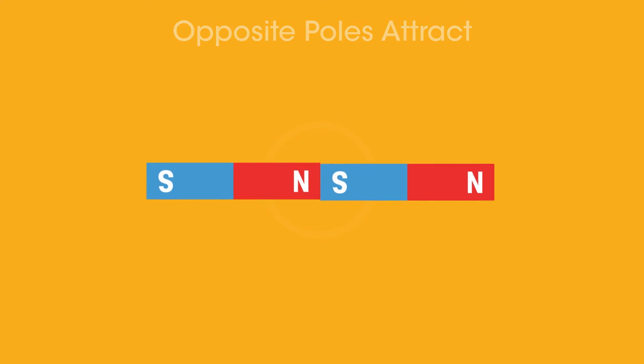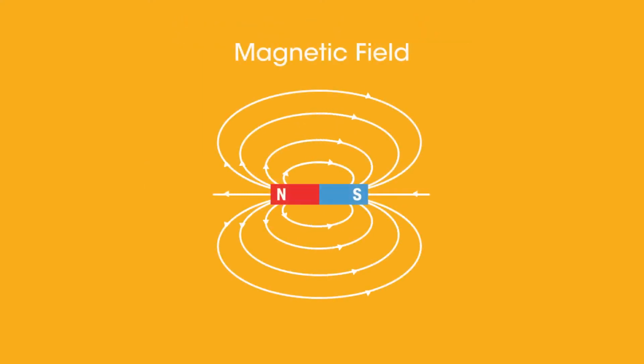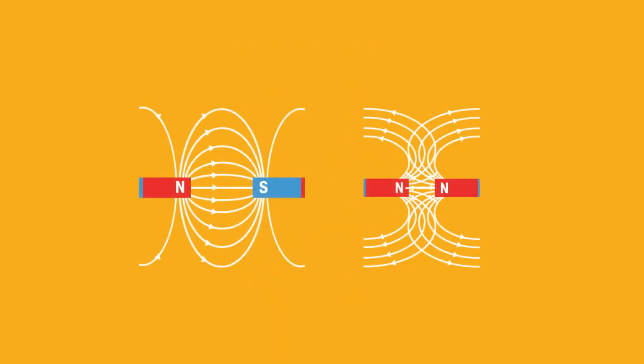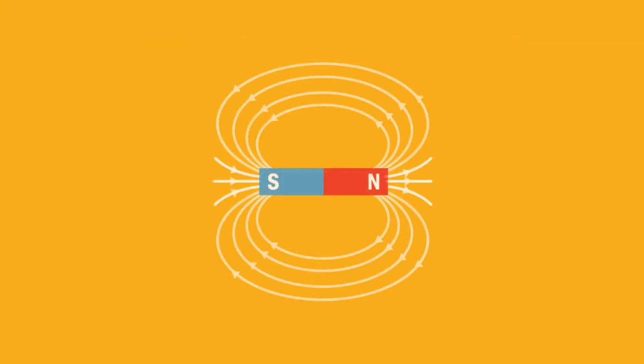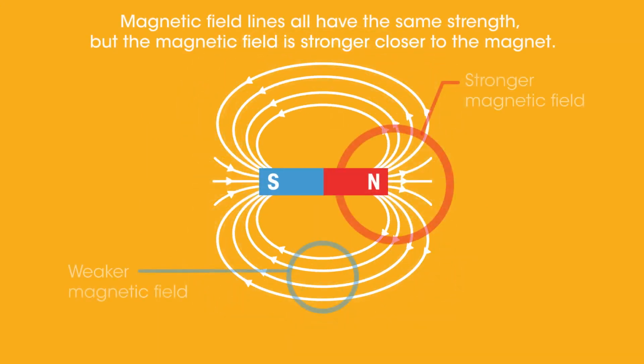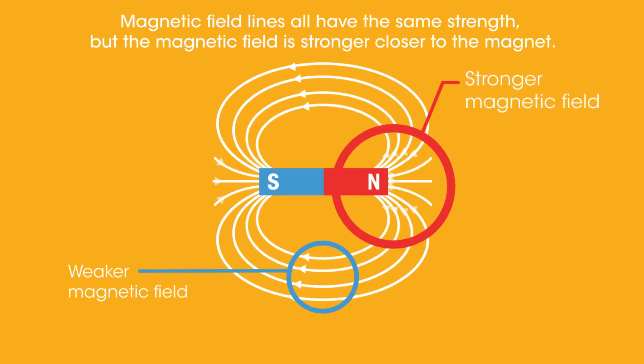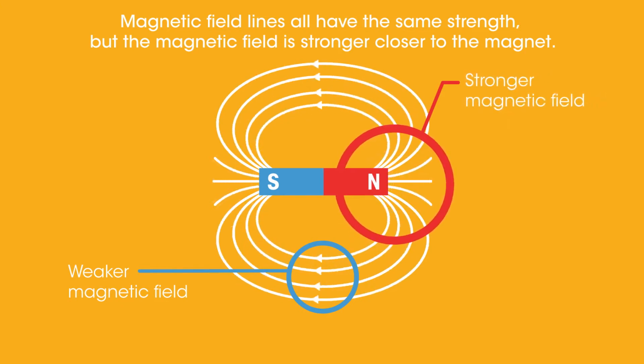Here's why: all magnets have something called a magnetic field. Magnetic fields are invisible and surround the magnet, causing a magnetic force. This is what causes magnetic materials and magnets to either attract or repel. Even though magnetic field lines all have the same strength, the strength of the magnetic field is greater the nearer to the magnet. It's because the field lines are more concentrated, increasing the overall strength of the magnetic field.